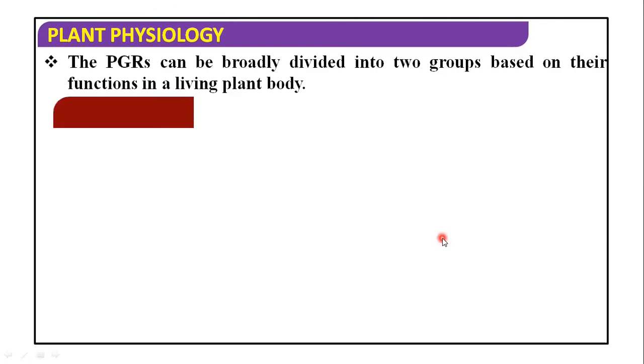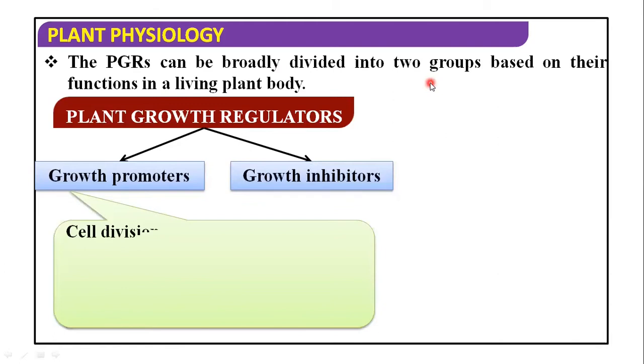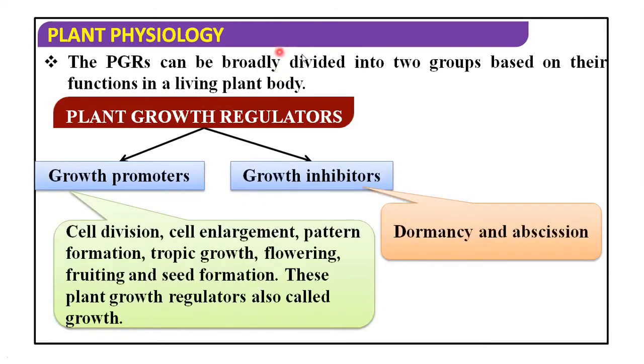Now, plant growth regulators can be broadly divided into two groups based on their functions in a living plant body. So plant growth regulators are nothing but growth promoters, which can help for the growth in plants, and growth inhibitors, which can inhibit the growth. So growth promoters are involved in cell division, cell enlargement. These are all the processes including this growth promoter. Pattern formation, tropic growth, flowering, fruiting, seed formation. So these plant growth regulators are known as growth promoters.